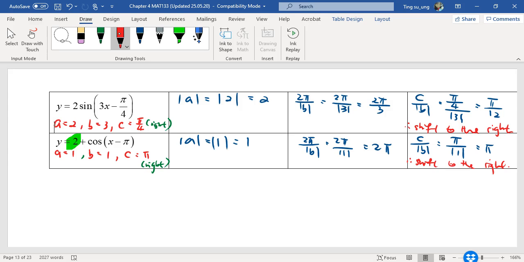So this session is basically just to identify amplitude, period, and phase shift. Next stage we will go for some of the solution together with some construction part, or the sketching part. Thank you.